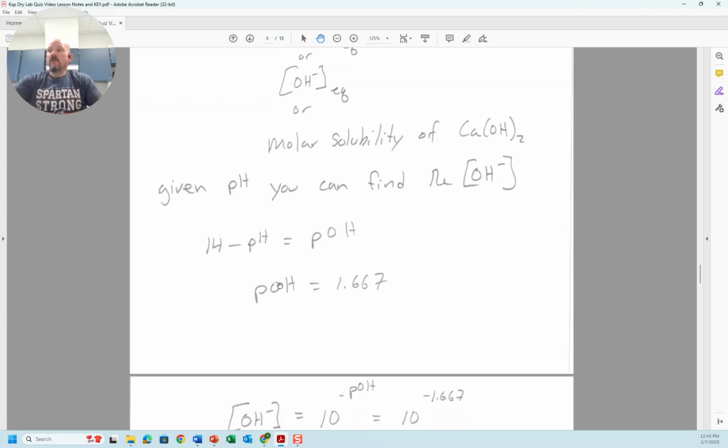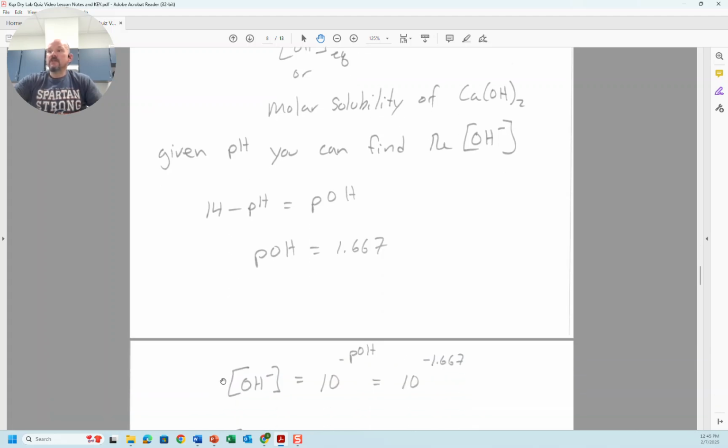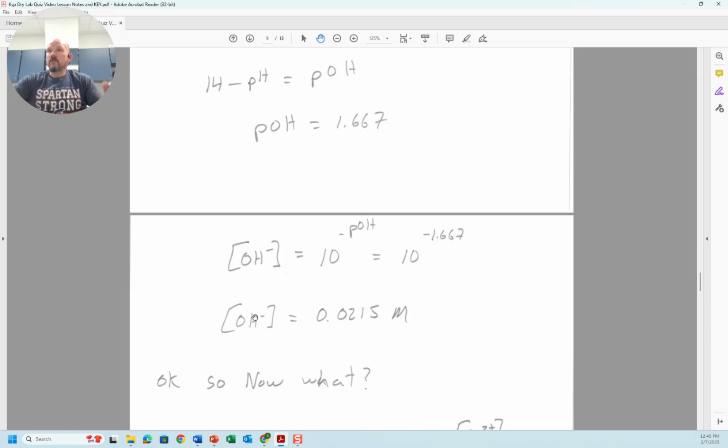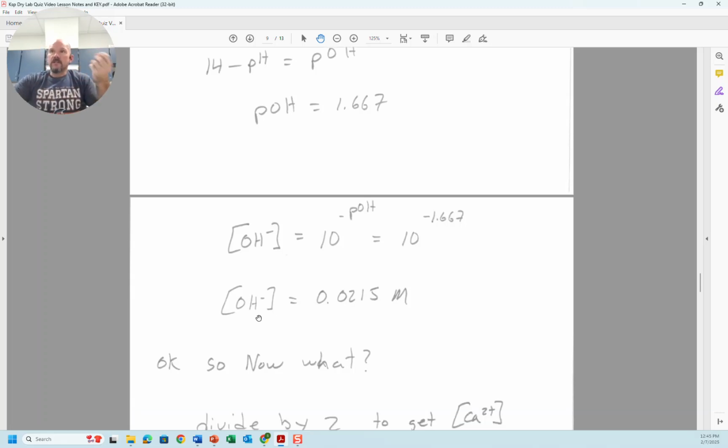Now, how do you go from the pOH to the hydroxide concentration? pOH is equal to the negative logarithm of the molarity of hydroxide. So if you solve for the molarity of hydroxide, 10 raised to the negative pOH value will give you your molarity of hydroxide. Here's our pOH value, so 10 raised to the negative 1.667 will give me my molarity of hydroxide. Notice it's a little bit more than the titration lab that they did, but that's okay. We're using this student's data.